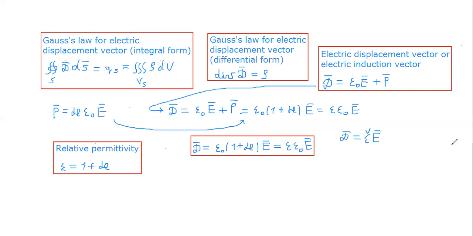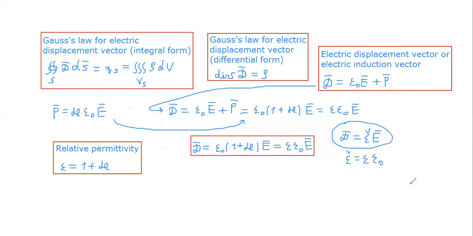For example, sometimes you can see this formula on the internet where epsilon with this sign above it is permittivity, and this is equal to epsilon 0. I hope you will not be confused if you see something like this.